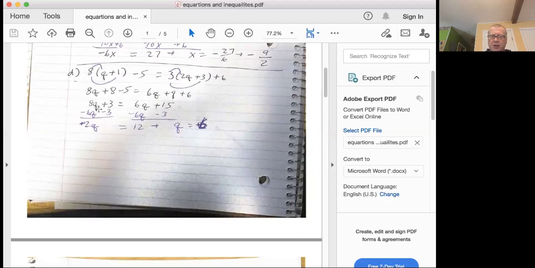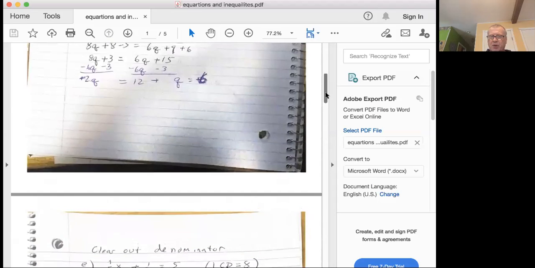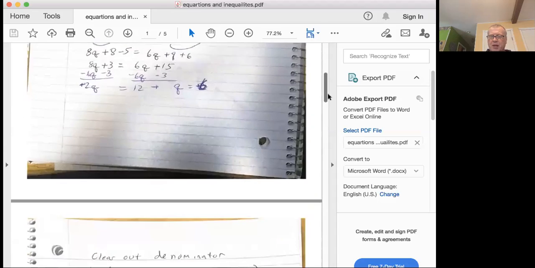I'll subtract 6q using the addition property to group my q's over here. 8q minus 6q is 2q. I'll move the 3 over here, away from the q. So I subtract 3 from both sides. 15 minus 3 gives us 12. We'll divide both sides by 2, and we get q equals 6. And again, we can plug 6 in for q and make sure left side equals right side.